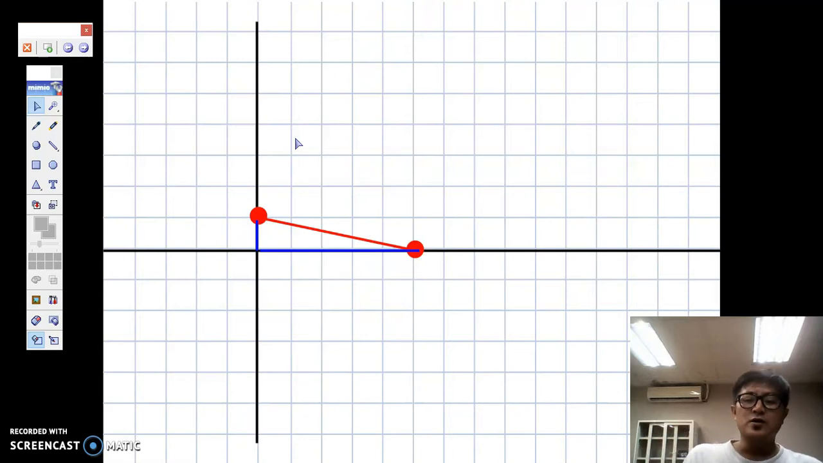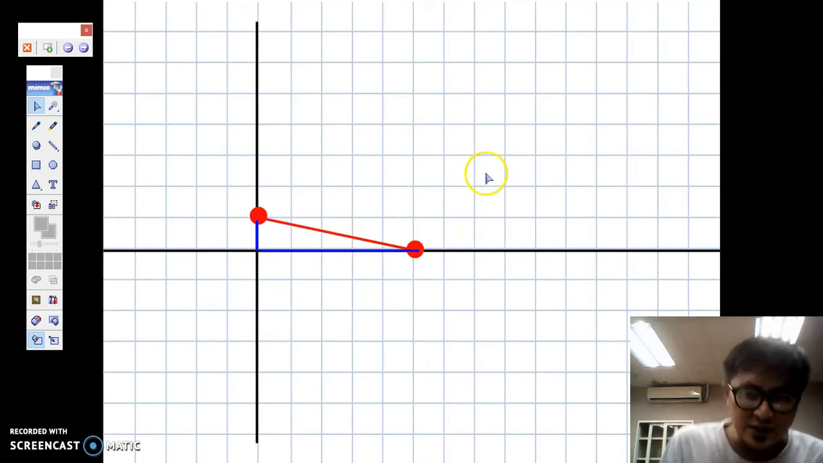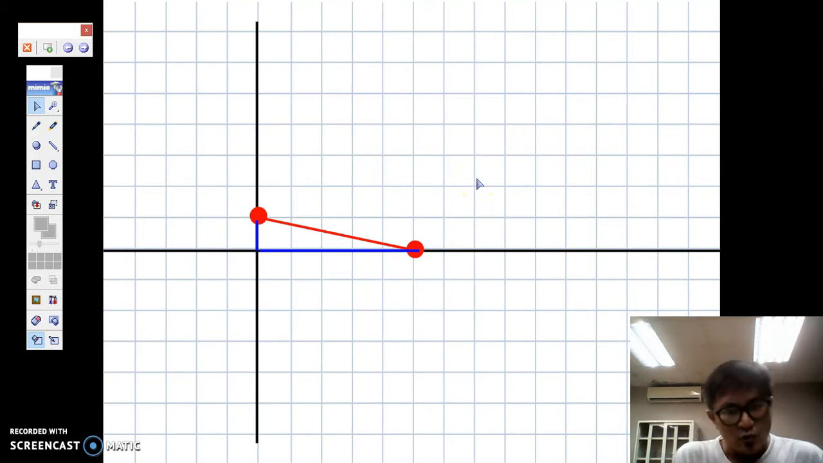The problem was: a segment having endpoints (0, 1) and (5, 0) will be rotated about the origin at an angle of 120 degrees clockwise. And the question is, what would be the coordinates of the segment after the rotation?